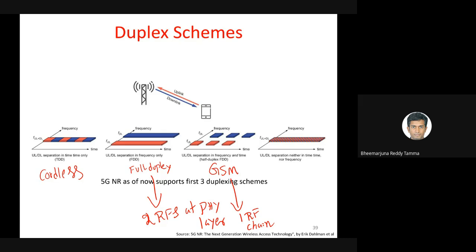Of course, we can also do the other case where you don't do any division in the time domain and frequency domain, but this is for future studies. 3GPP is exploring including it in the advanced version of 5G or in upcoming 6G. But as of now, 5G supports these 3 duplexing schemes. One is TDD. And if I ask you, can somebody tell me, is TDD full duplex or half duplex? Can you classify this TDD as full duplex or half duplex?